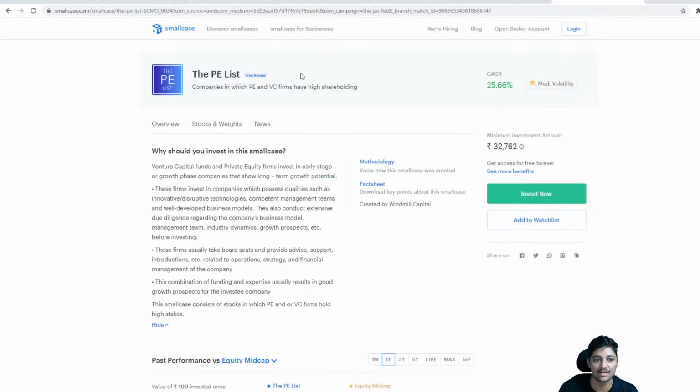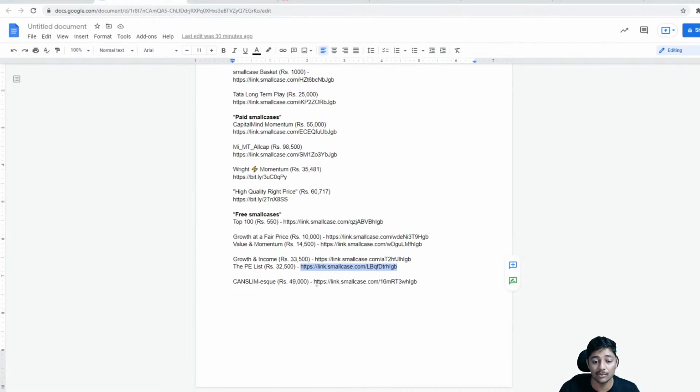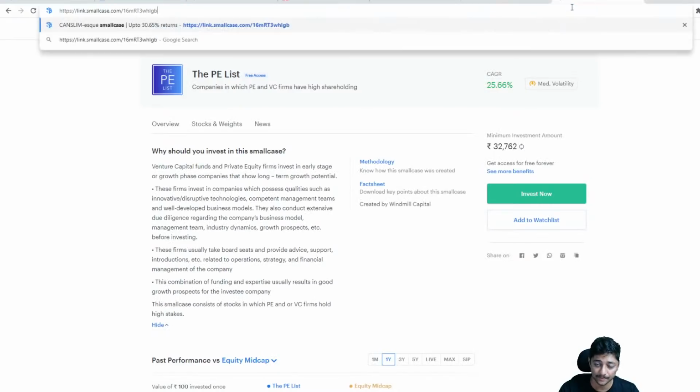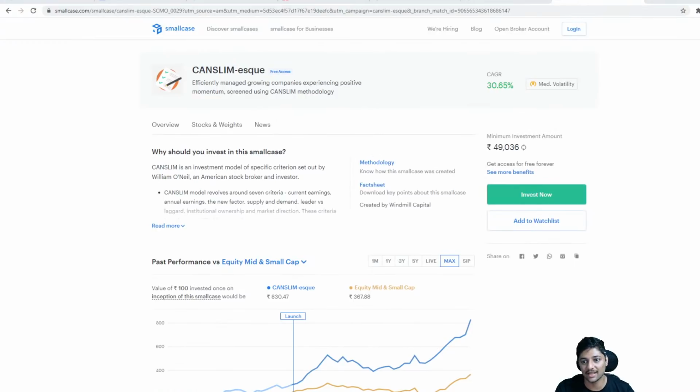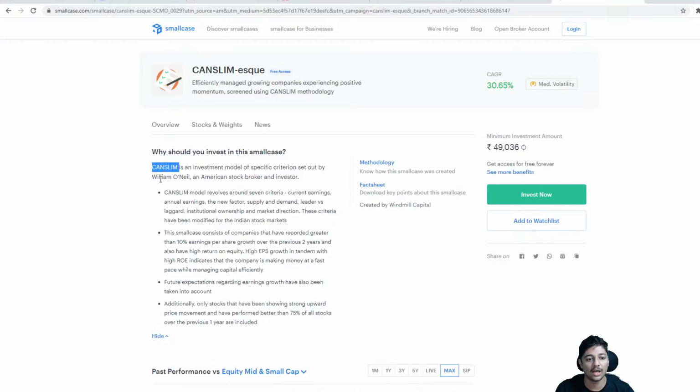That's it. If you want to invest in that range, which is 30 to 40K, I've shown you two: one is the PE list and one is growth and income. Now, finally, for people who want to invest in the almost 50K bracket, which is free, it is the CANSLIM. And I feel a lot of people actually knew about this. Look at this now. CANSLIM is a very famous model done by William O'Neil.